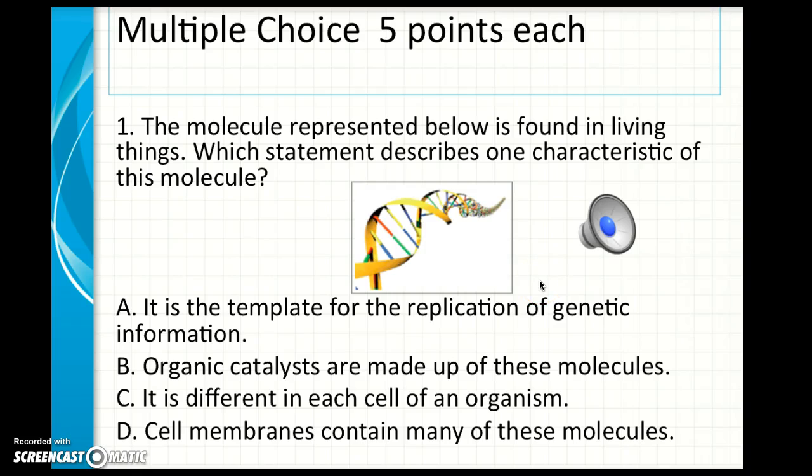Question 1. The molecule represented below is found in living things. Which statement describes one characteristic of this molecule? A. It is the template for the replication of genetic information. B. Organic catalysts are made up of these molecules.